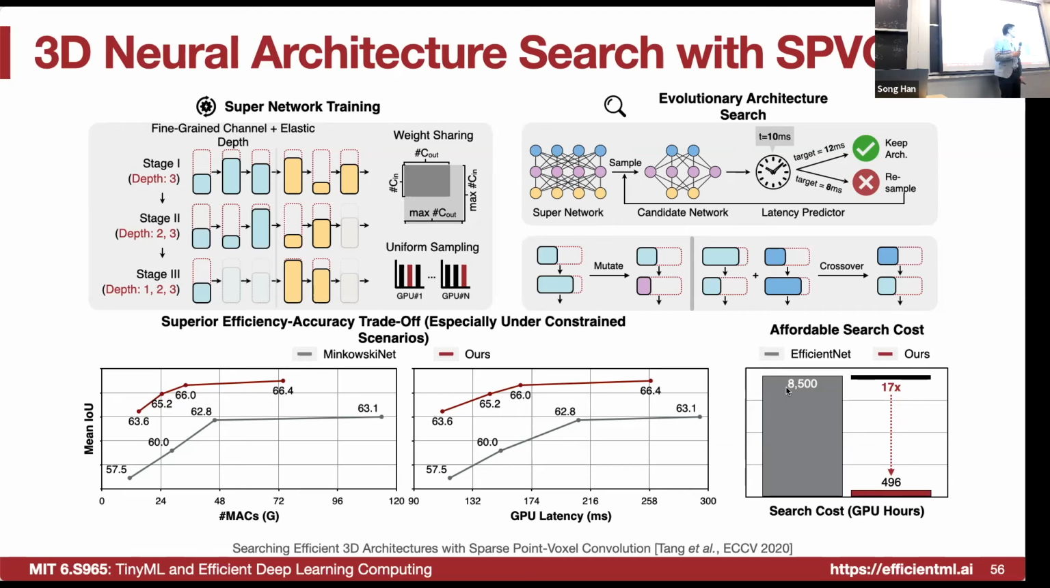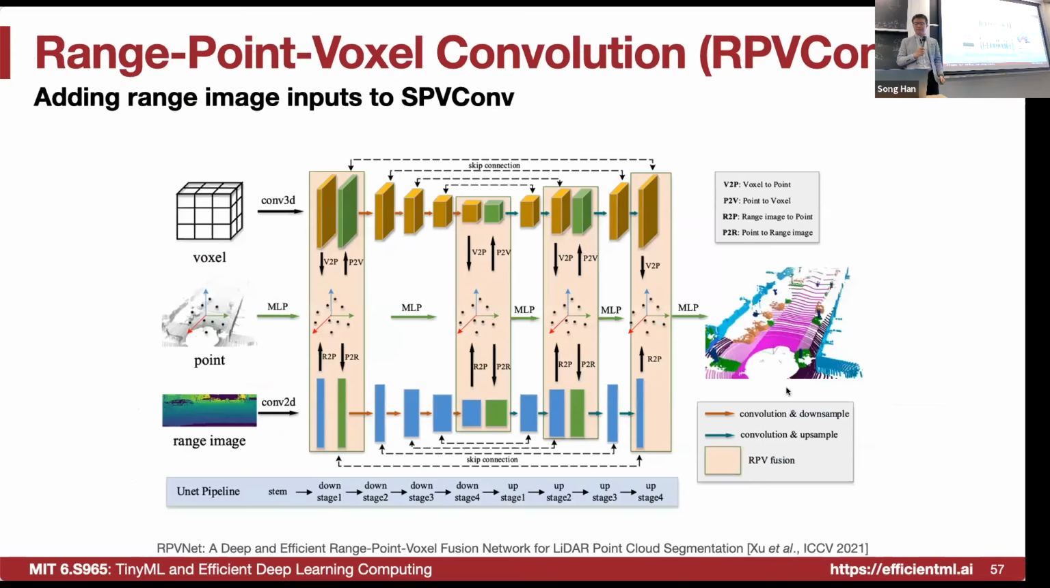And the search cost is actually much lower than EfficientNets. So this is combining the efficient architecture, the efficient design space, versus efficient searching on the search space. Another follow-up work, using the hybrid method, is this range point voxel convolution, right?